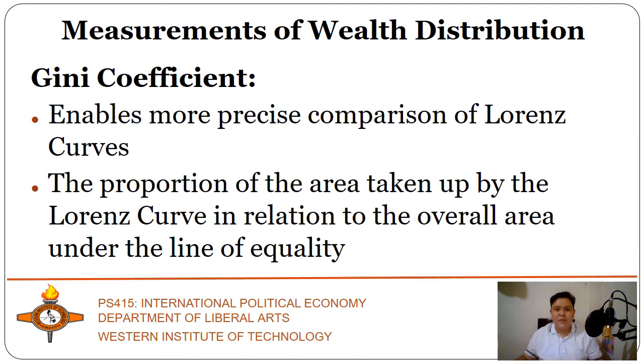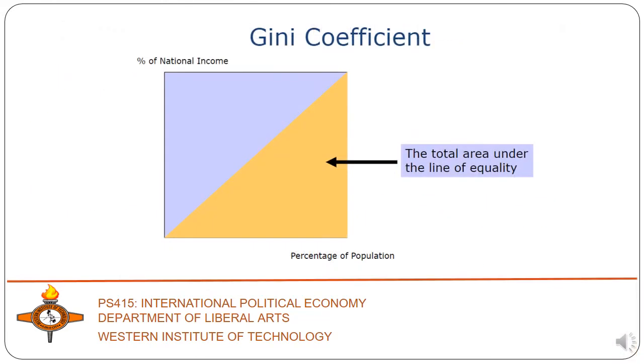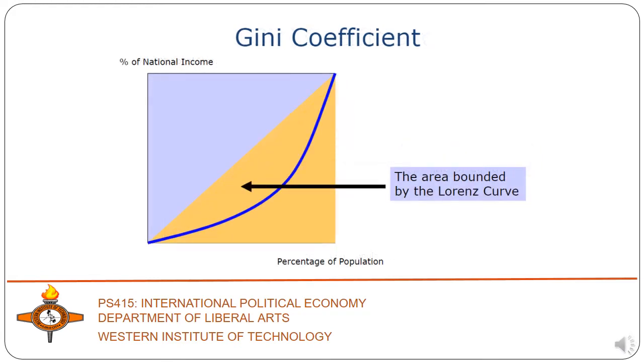For measurements of wealth distribution, let us move on to the Gini coefficient. The Gini coefficient enables more precise comparison of Lorenz curves. It is the proportion of the area taken up by the Lorenz curve in relation to the overall area under the line of equality. The orange part is the total area under the line of equality. Because of the blue line, the area is bounded by the Lorenz curve.